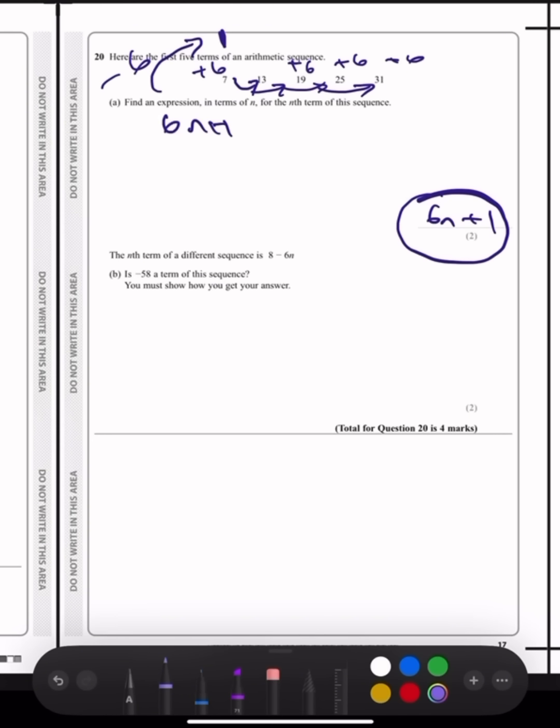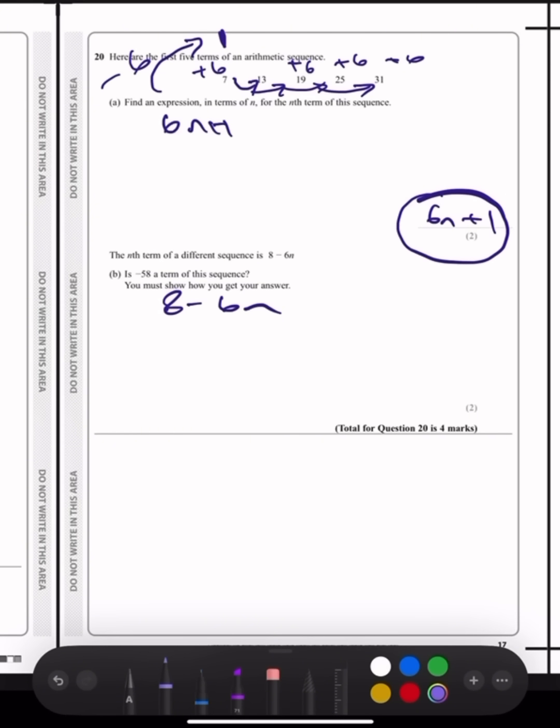So next question is, the nth term of a different sequence is 8 minus 6n. Is minus 58 a term of this sequence? So what are they really saying now? They're saying that the nth term has a different sequence. What if the nth term has a different sequence of 8 minus 6n? So let's write that down first. And is minus 58 a term of this sequence.